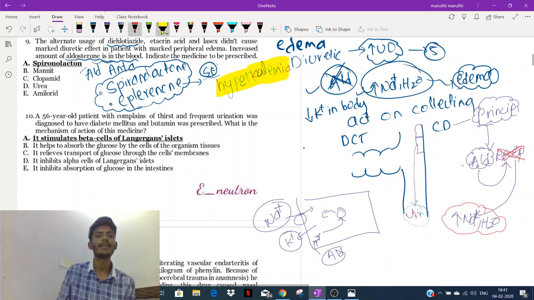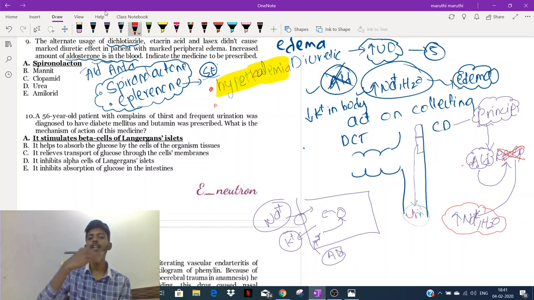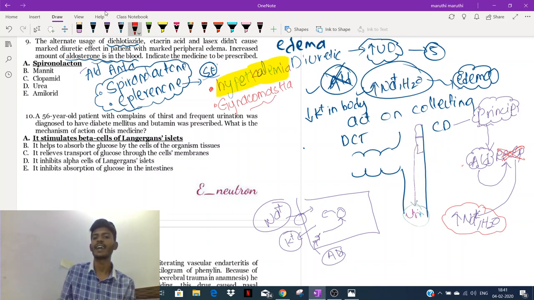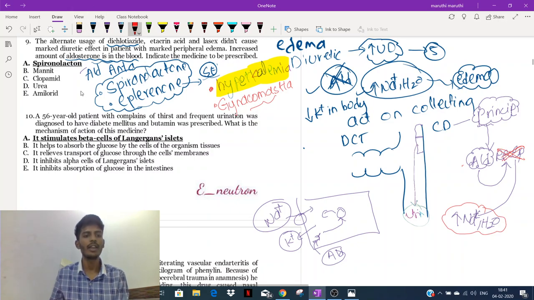At the same time, these substances have a little structurally similar property, or have affinity toward the testosterone receptor. Even they can sometimes lead to gynecomastia. Okay, so these are the two side effects which you need to remember. What is the mechanism of spironolactone? The mechanism of spironolactone is aldosterone receptor blocker. Clear? So this is the story of our aldosterone. Let's go to the next question.